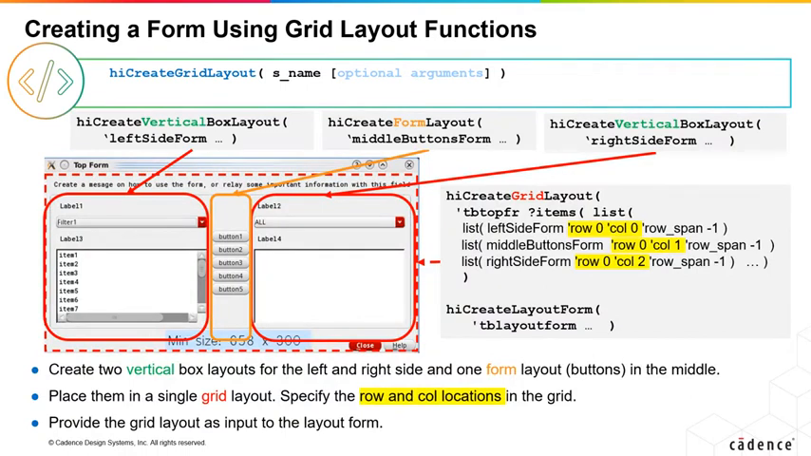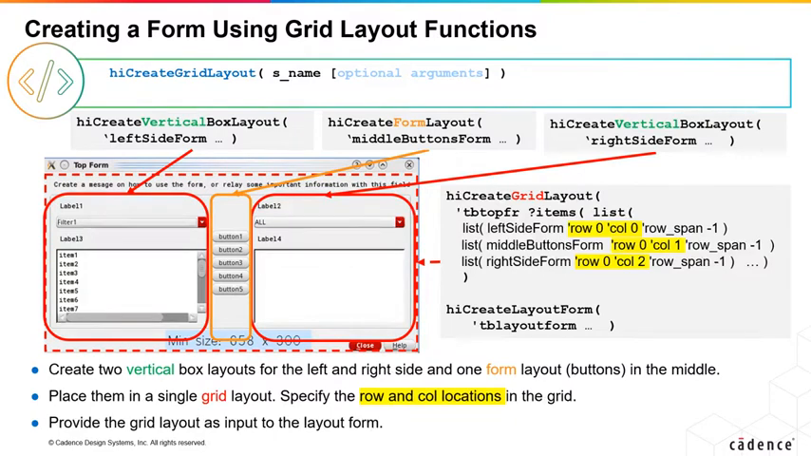And then we have a center layout there called a form layout, which includes buttons. So you can see, once we create the vertical box layouts and the form layouts, when we create the grid layout, we specify in this case the left side form, the middle buttons form, and the right side form that we've created previously as layouts as input to the grid layout. And in the grid layout, we specify the row and column locations for these particular layouts.